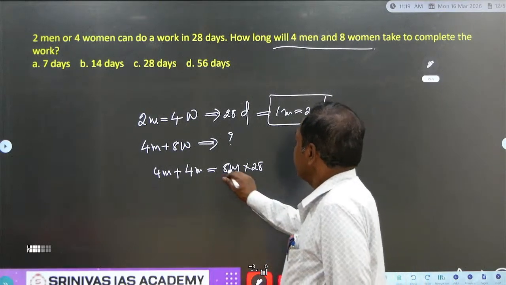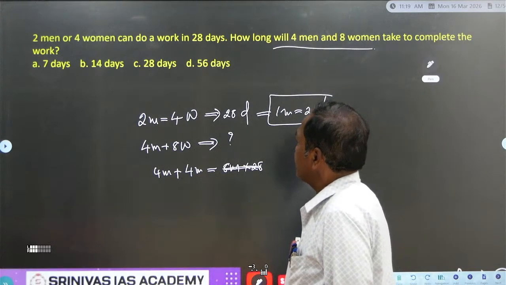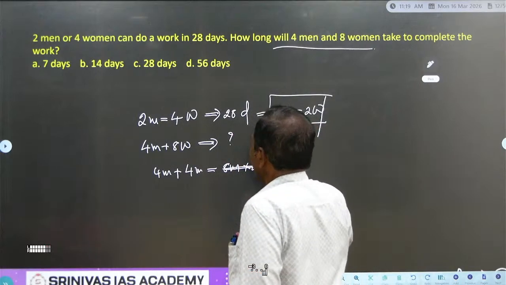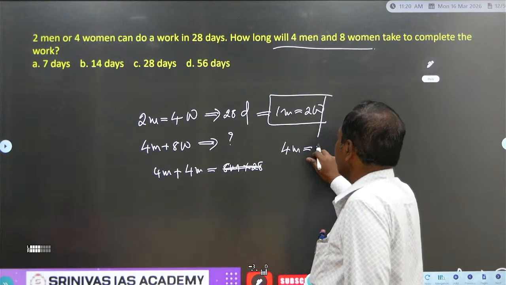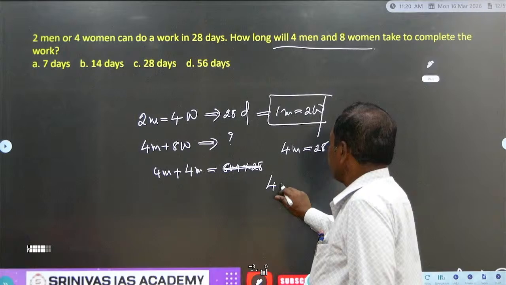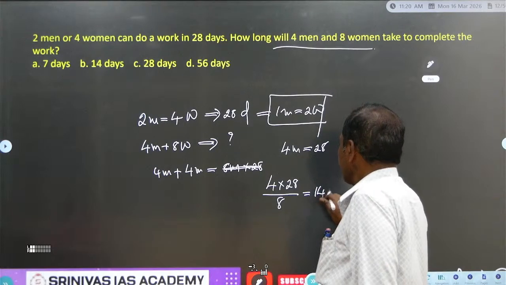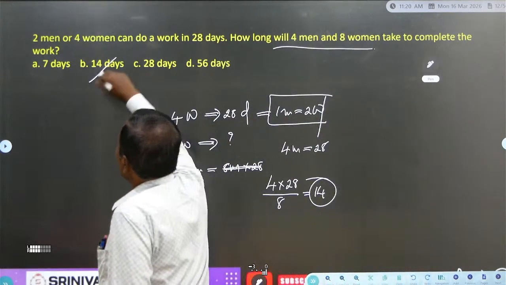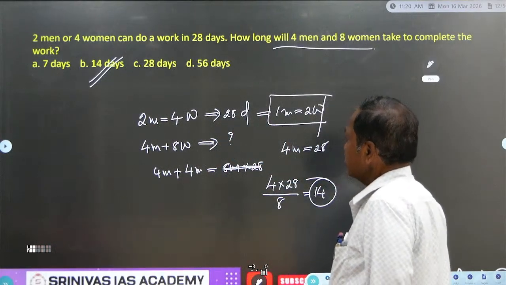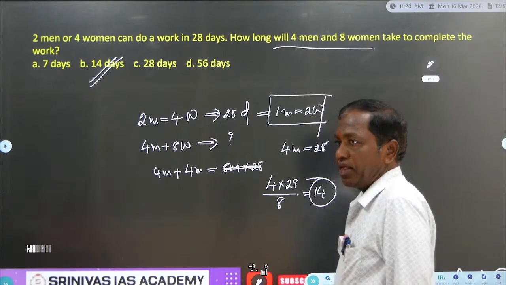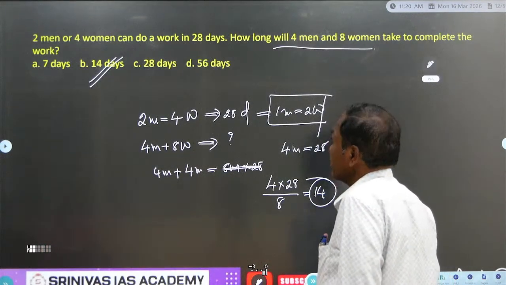No, sorry, this is not correct. So 2 plus 2, 4 men is equal to 28 days. It means 4 into 28 by 8, 14 days. 7 days. About 7 days. Did we do anywhere an error? Tell me now.